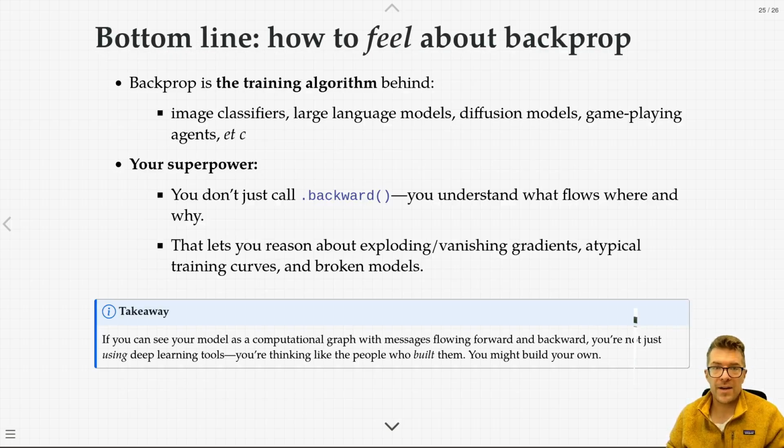The bottom line here again is how do you feel about this? I don't care about your emotional feelings too much, but why does this all matter? Backpropagation obviously matters because it's the training algorithm behind everything we care about in image, large language models, diffusion models generally, game playing agents, etc. So I call it a superpower, but like this is it. A lot of people who don't take this course or don't get into it the way that I'm encouraging you to will just call backward and leave it at that and say, this is the training thing. I've done training because I wrote dot backward parentheses.